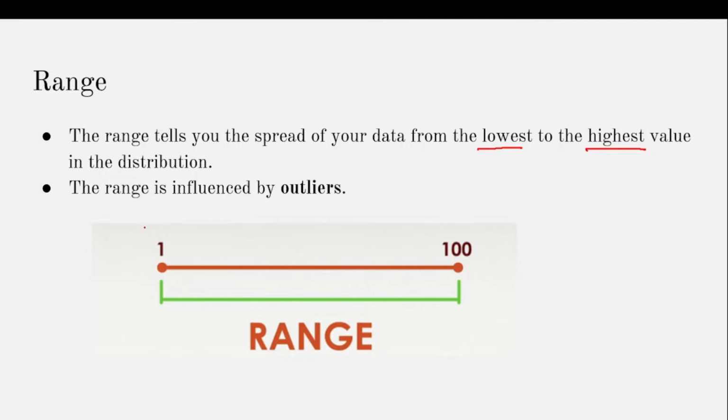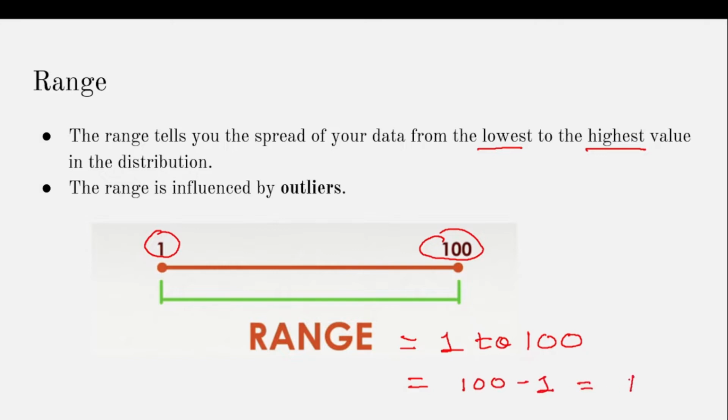Suppose the values of a variable are distributed from 1 to 100. In this case, we can say that my range is equal to 1 to 100, or we can also say that my range is equal to 100 minus 1 or 99. So both the things we can use.